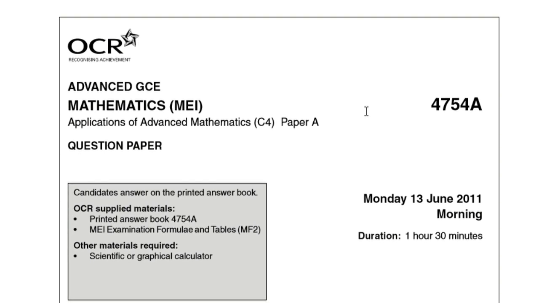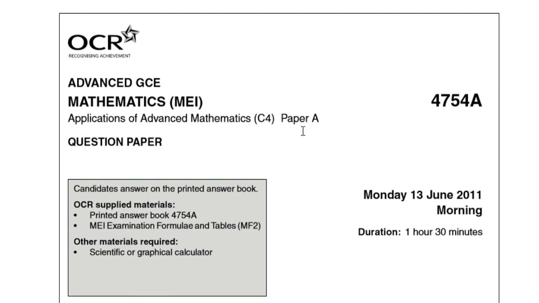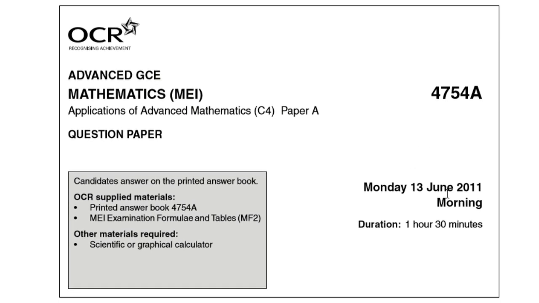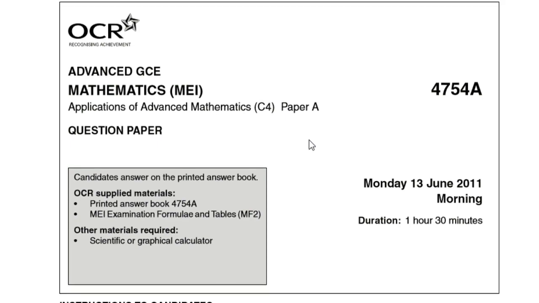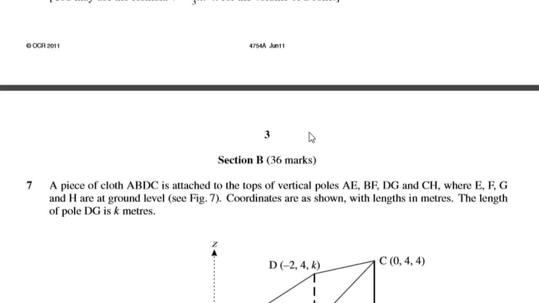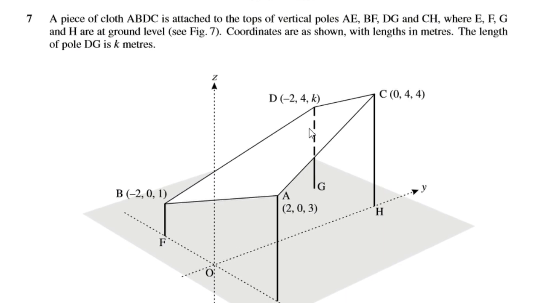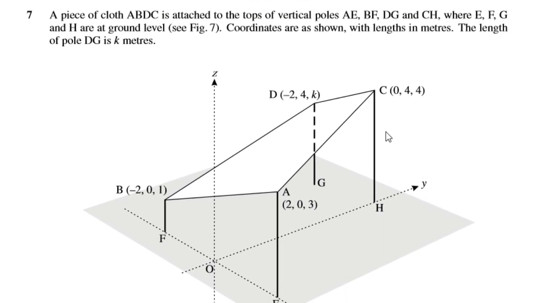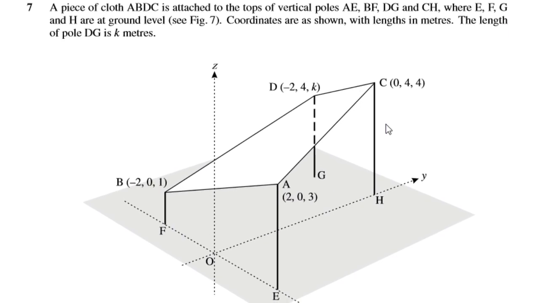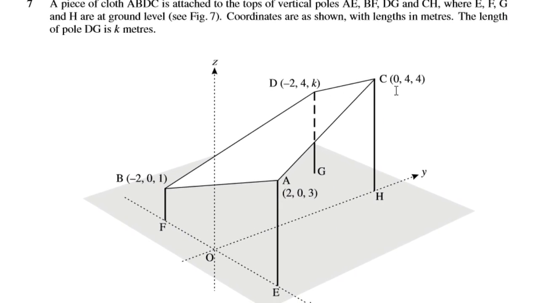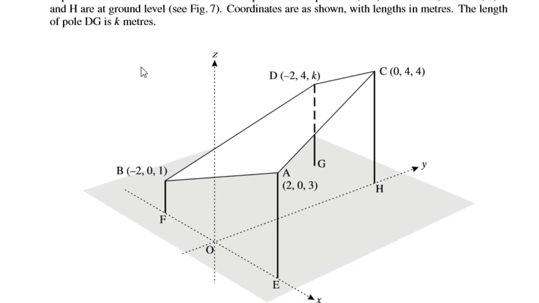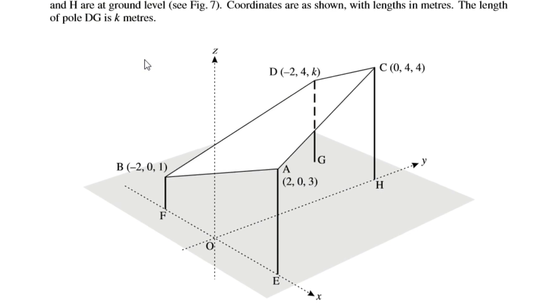This is MEI Core 4, Section B for June 11. So let's get on to question 7, which is usually a vector plane equation kind of question. So you have this diagram which demonstrates the 3D graphics of this question.